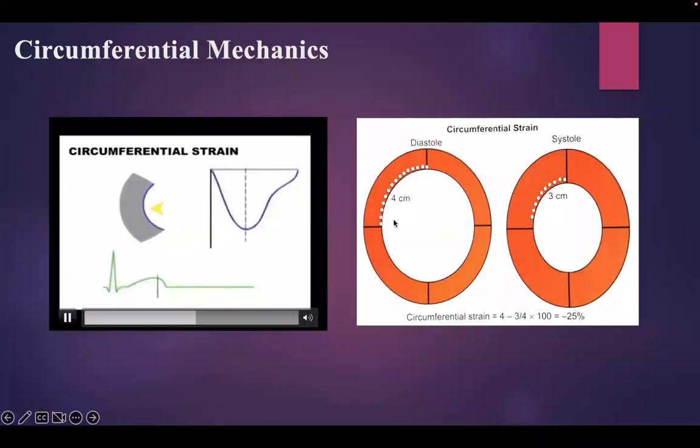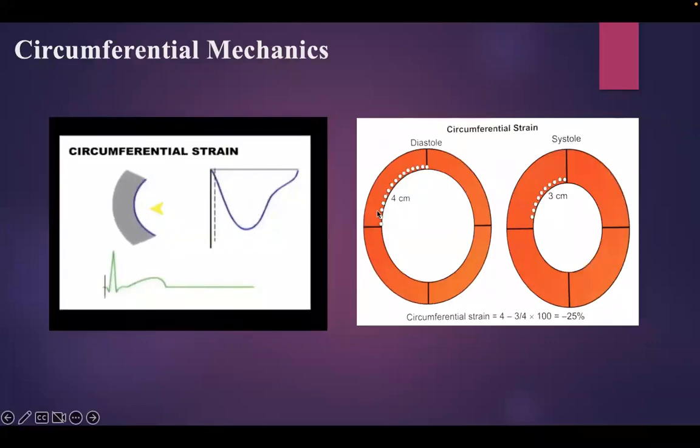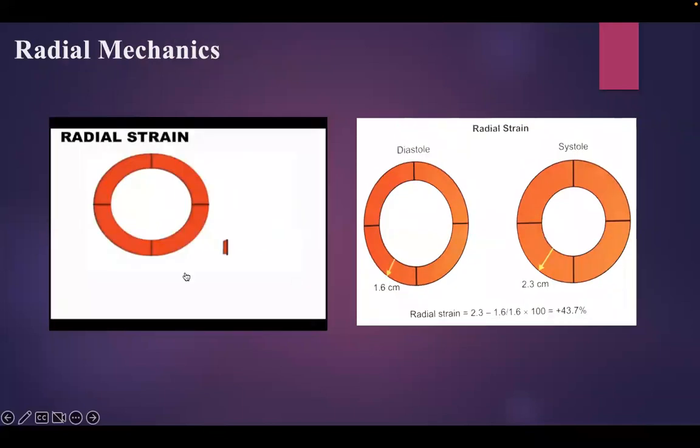Similarly, circumferential strain is when the LV contracts, there is a change in the shape or movement of the myocardium, basically the middle fibers, wherein the circumference changes. So from 4 centimeters it becomes 3 centimeters. This is what we calculate as circumferential strain. And in radial strain, we see the change in the thickening of the LV. This is basically the function of the circumferential or middle fibers.